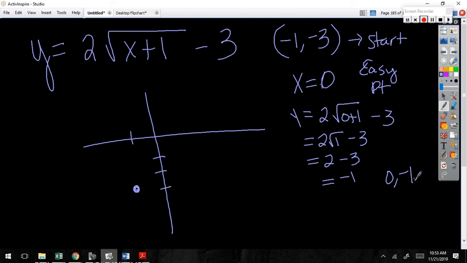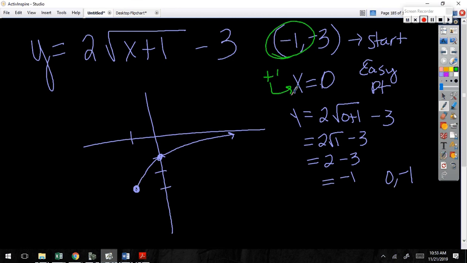So my easy point here is 0, -1, and that's all you need to graph a square root graph: two points, a start point and a direction, to know which direction it's going off in. Always use one beside that starting point. Whatever this starting point is, add one to it to get to your easy point.